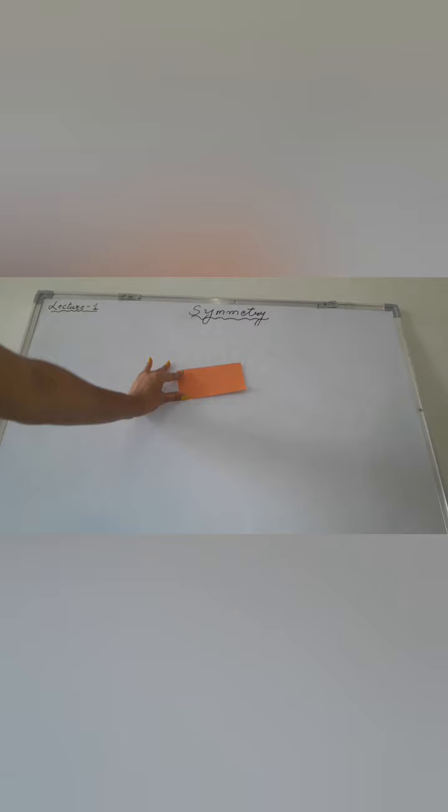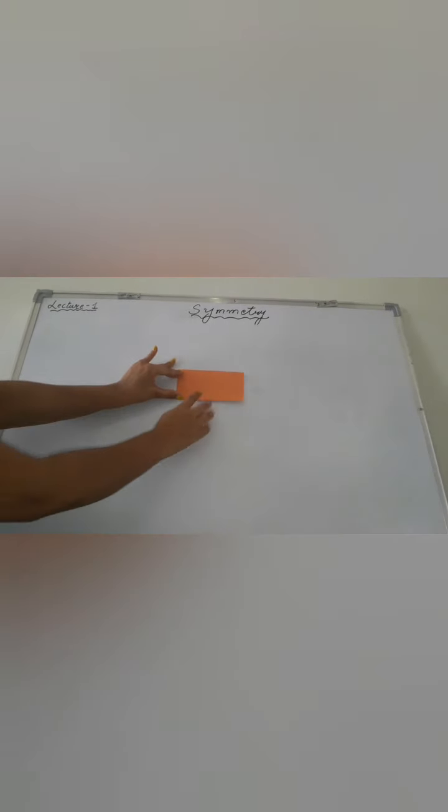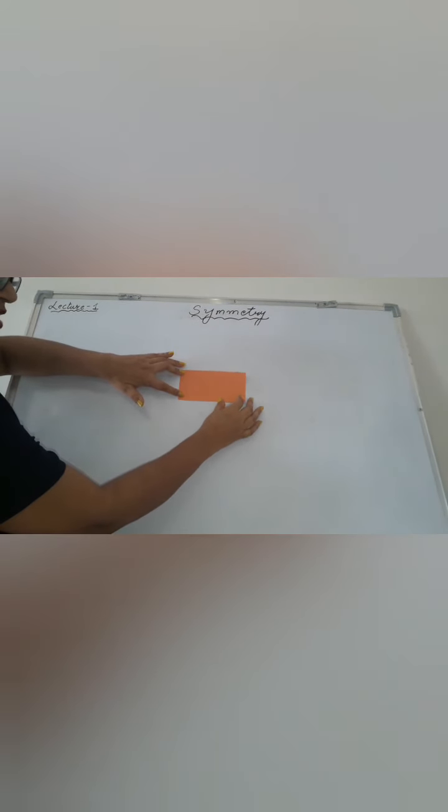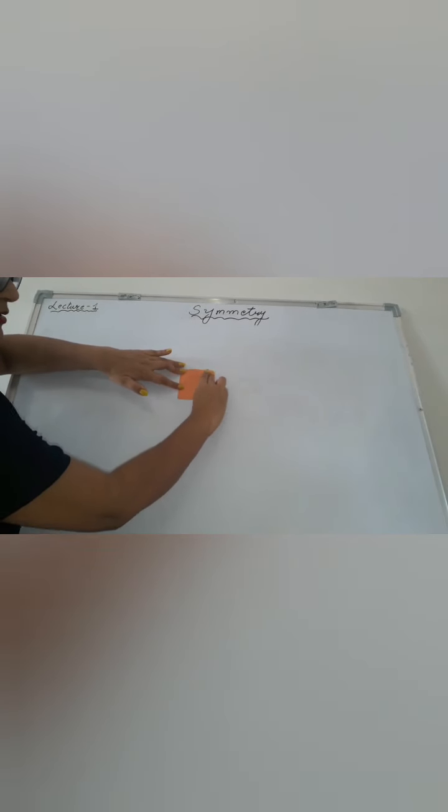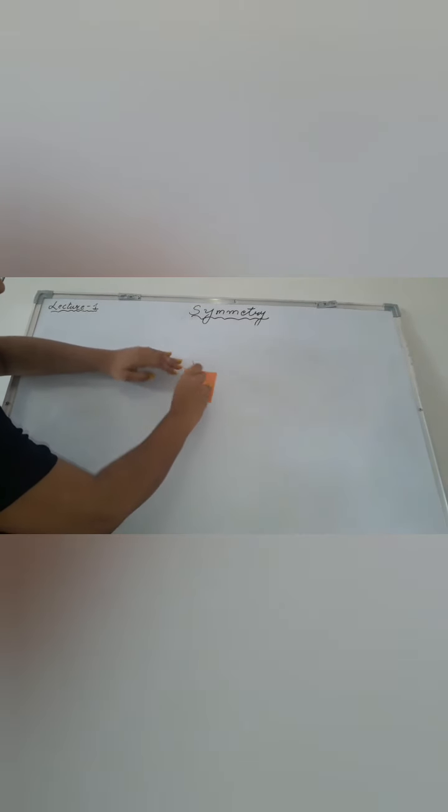Now let us see this rectangular shape paper. Now let us see how many symmetrical lines this rectangle has. Then 1 and 2.